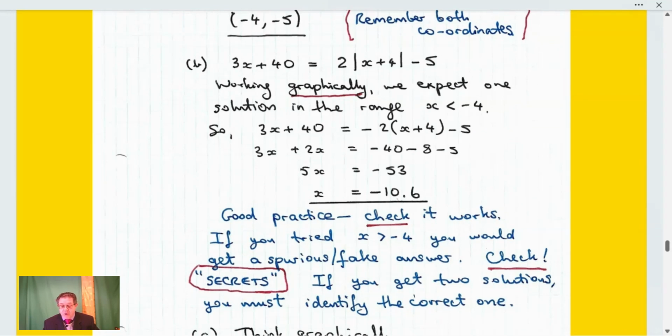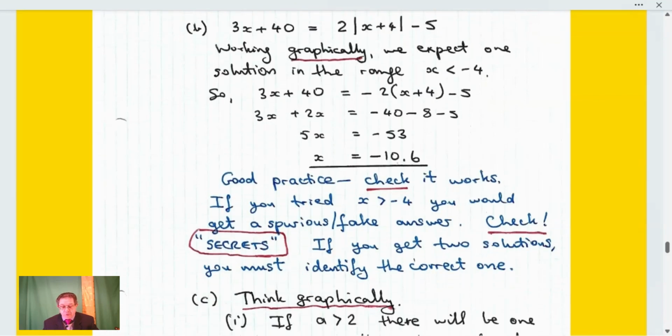Good practice is to check it works on your calculator. Now, if instead, or as well as, you had tried x is greater than minus 4, that is to the right of the vertex, you would have got a spurious fake answer. So if you dive straight into algebra without thinking graphically, you are liable to get two solutions, one of which is fake. Once again, if you get two solutions, check them in the original equation. You must identify the correct one if you want to get full marks in the exam.